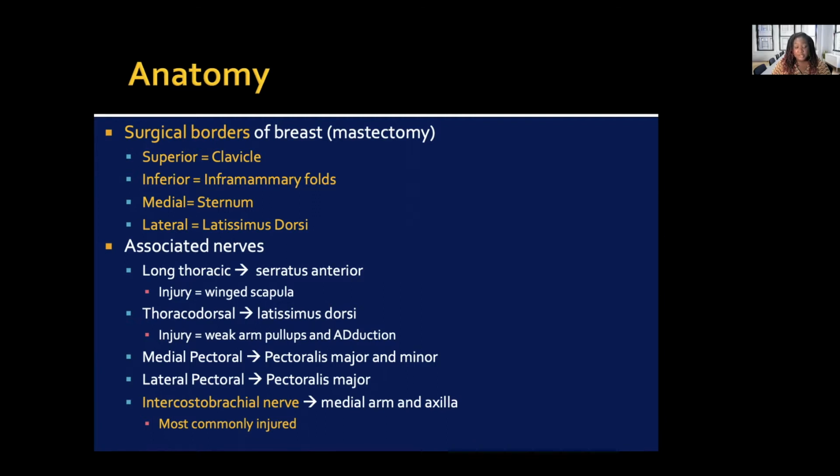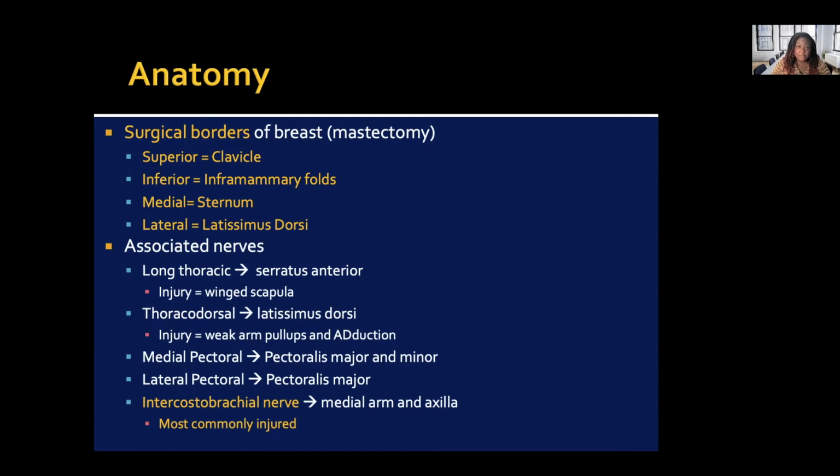The long thoracic nerve innervates the serratus anterior. Injury to this causes winged scapula. The thoracodorsal nerve innervates the latissimus dorsi. Injury to this causes weak arm pull-ups and adduction. The medial pectoral nerve innervates the pectoralis major and minor. The lateral pectoral nerve innervates the pectoralis major.